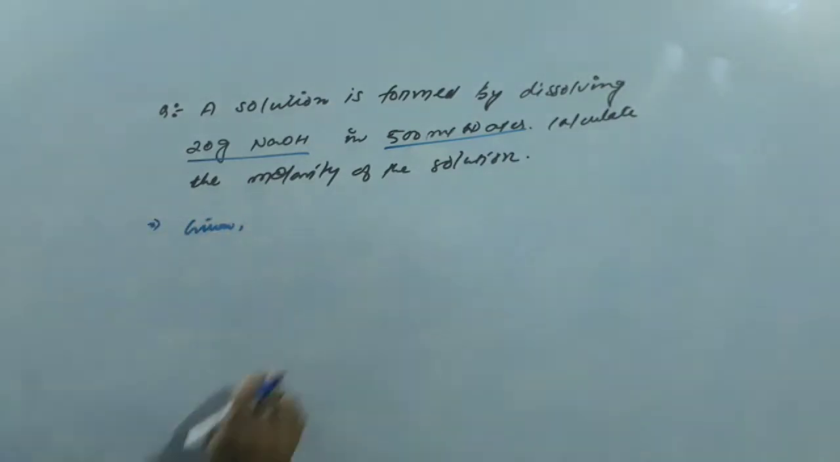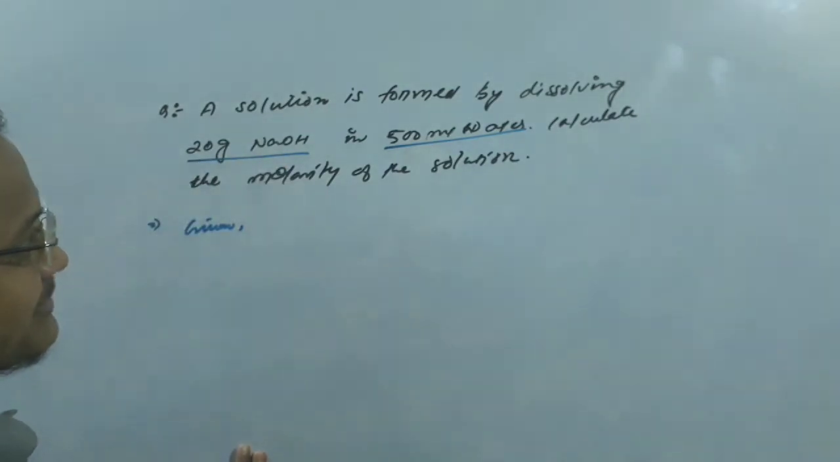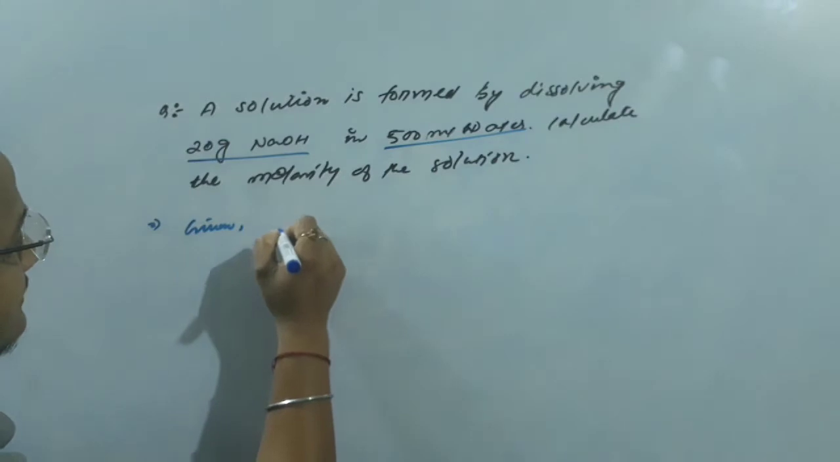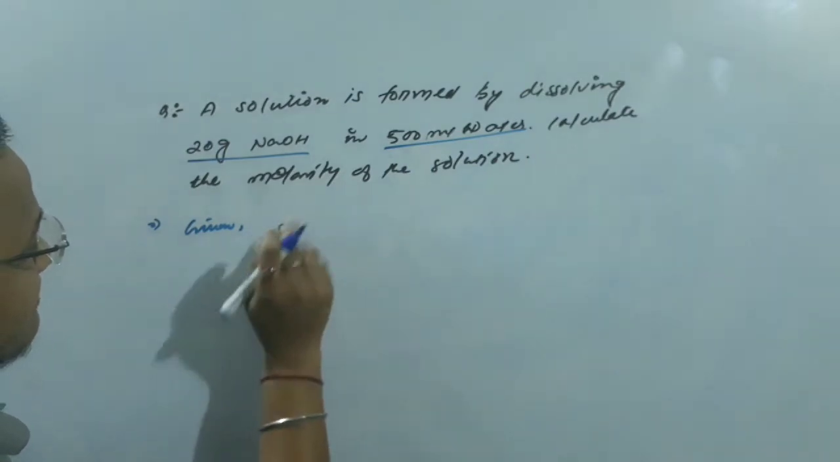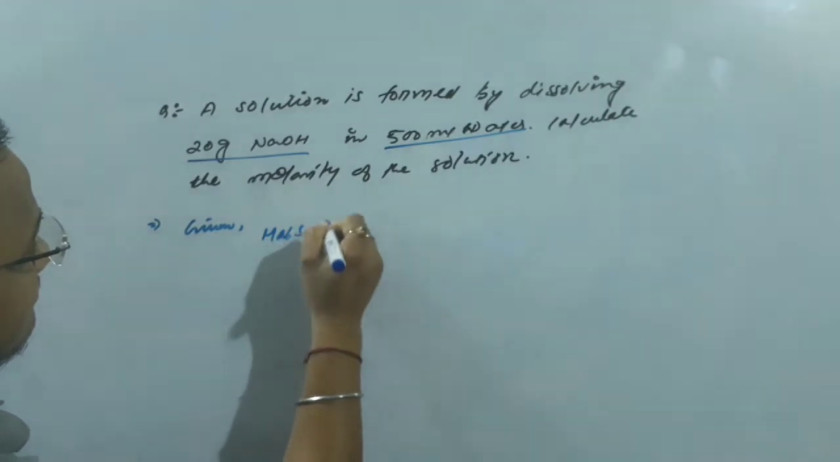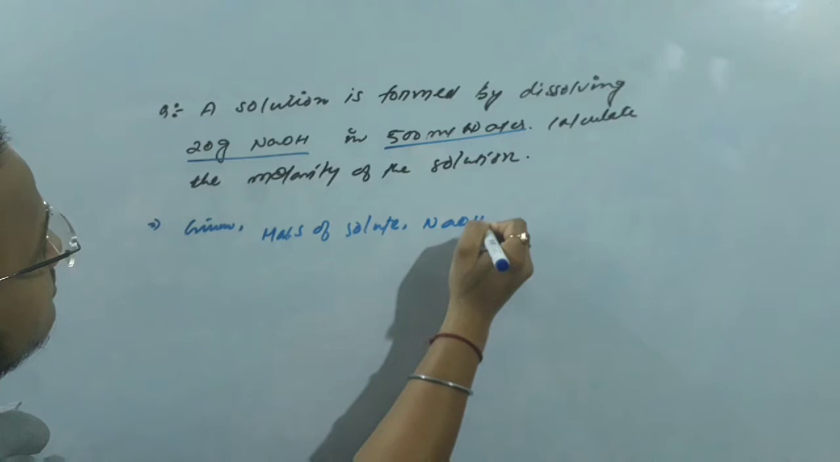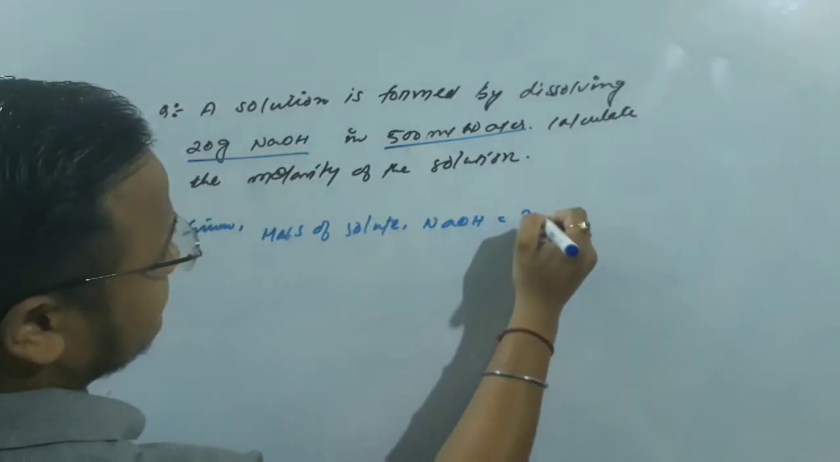First of all, we will start with this. So solute, what is solute here? So 20 gram sodium hydroxide is the solute here, right? So mass of solute, sodium hydroxide, is equal to 20 gram given to us.